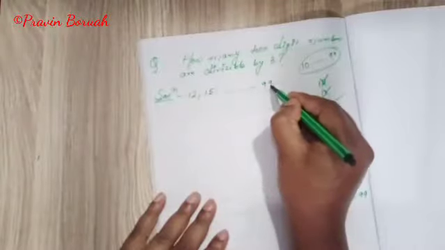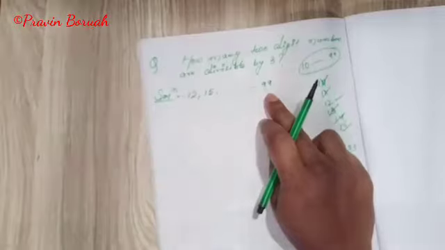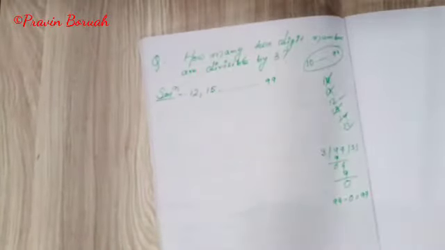So this is the method actually. By seeing the number, we can also find out that yes, 99 is divisible by 3, but some problems you cannot find out directly, so you have to follow this method. All right, is it clear to you?